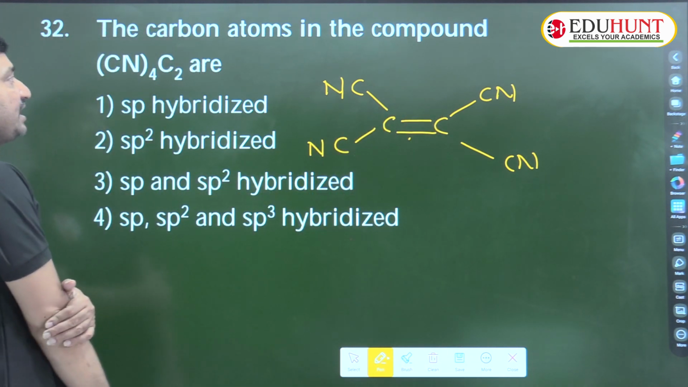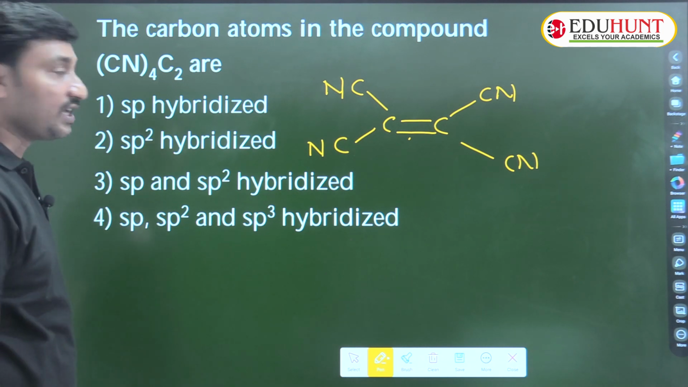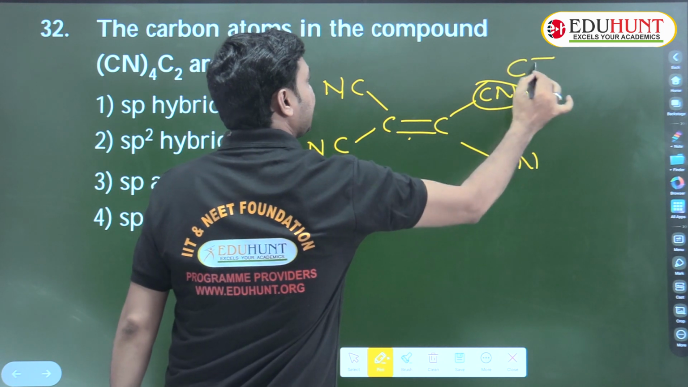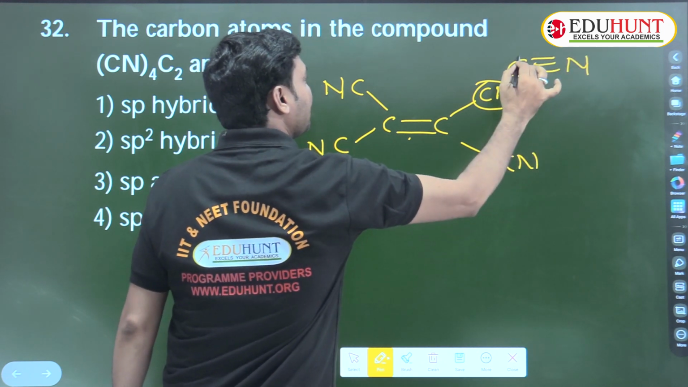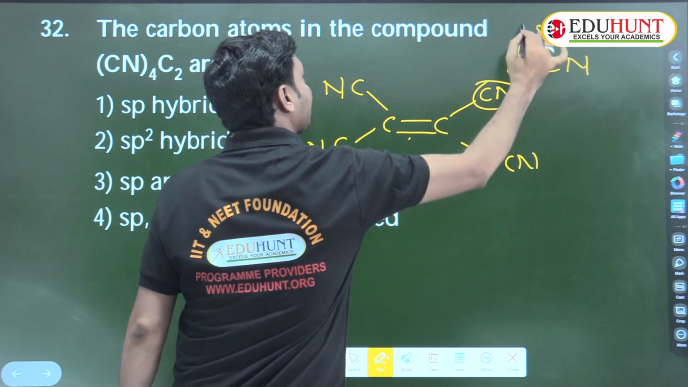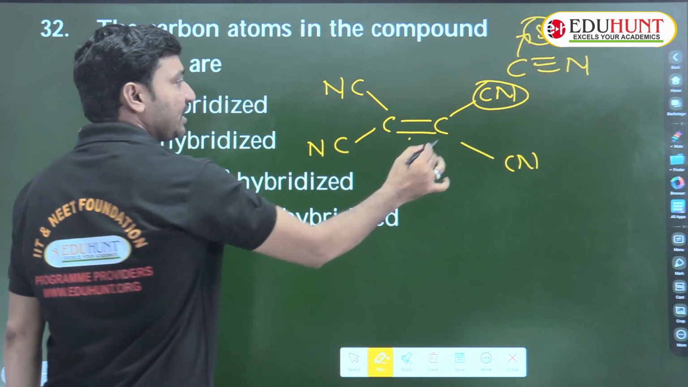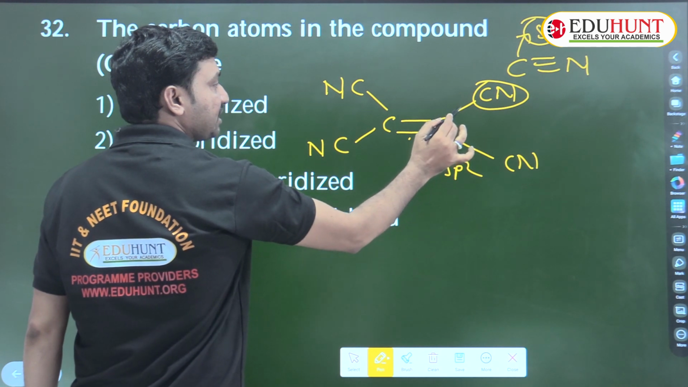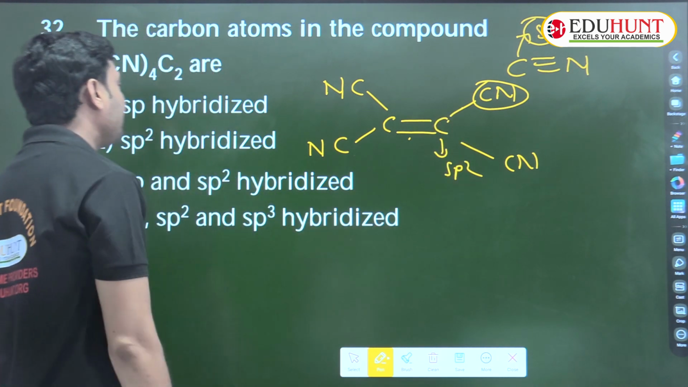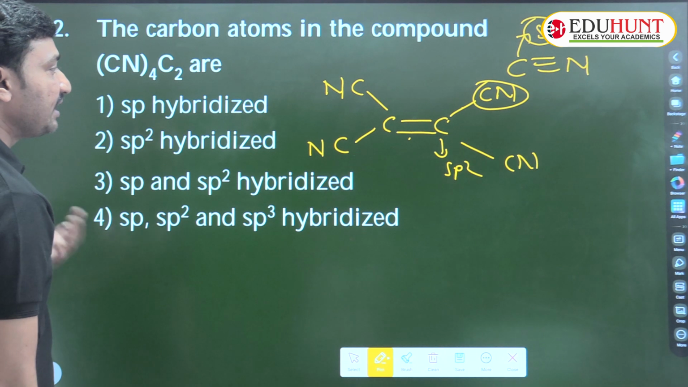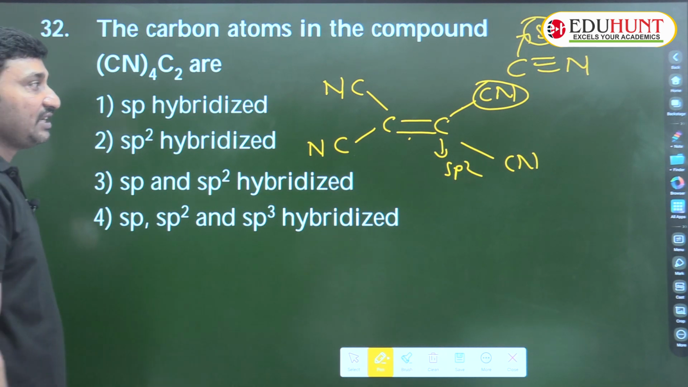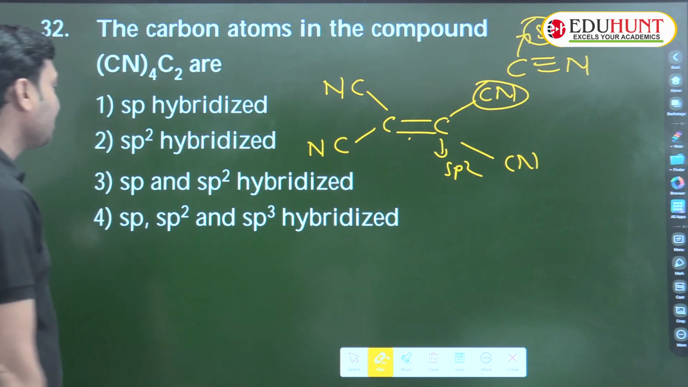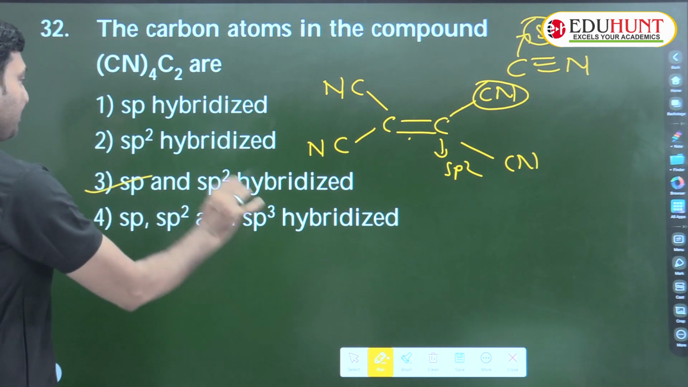And what is the hybridization of the carbon atoms in this one? You know, CN means C triple bond N, right? C triple bond N means what is the hybridization of carbon? sp. Here this carbon atom is sp2. Why? Because around this carbon atom there are 3 sigma bonds: 1, 2, 3. So the double bond carbon atom is sp2, and in CN the carbon is sp hybridized. So the right answer is both sp and sp2 hybridized.